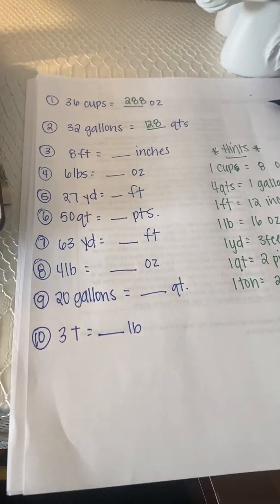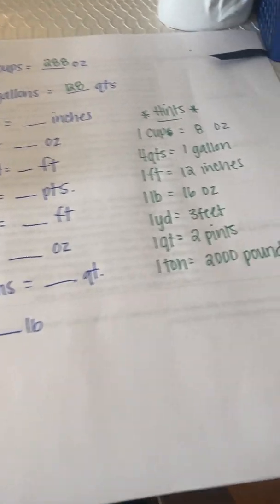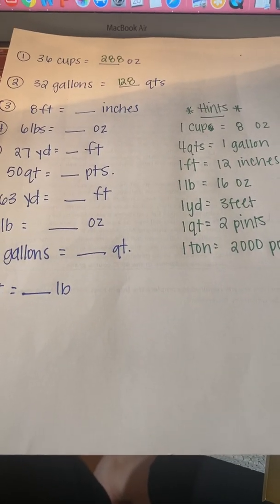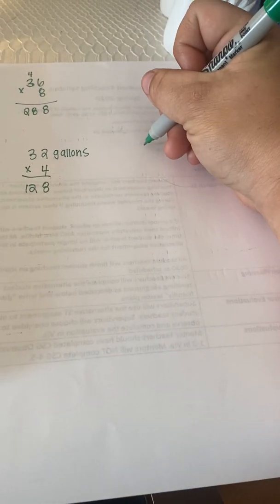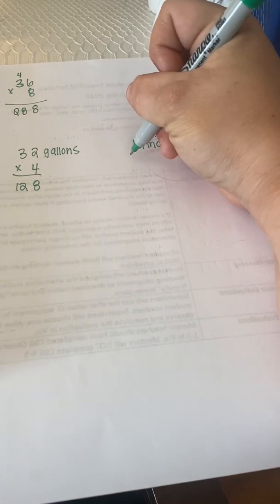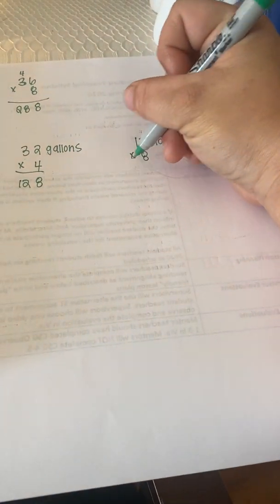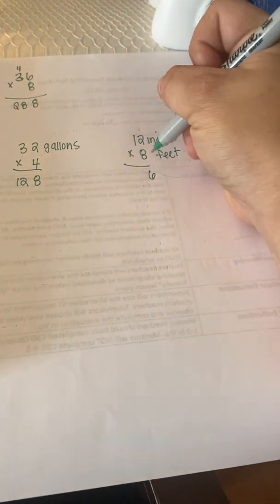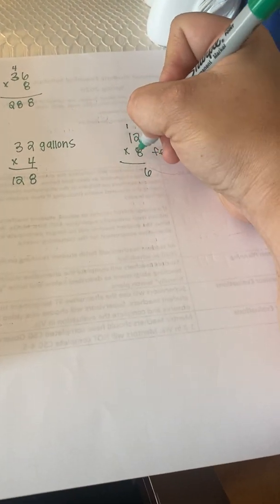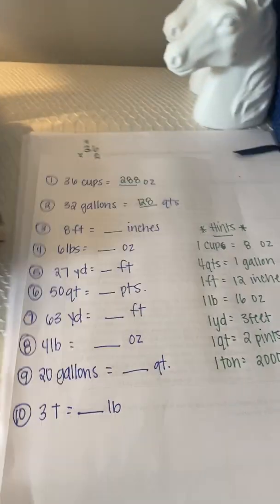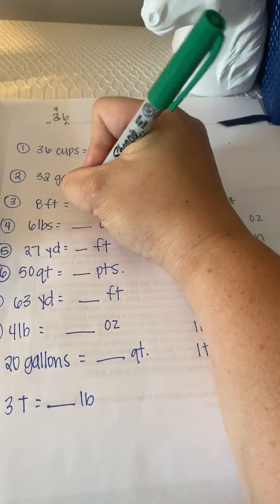All right, the next one's kind of an easy one that we would do in class. We all usually got the feet to inches pretty good. So we know that in 1 foot, there's 12 inches. We have 8 feet. So we would multiply, which would be 8 times 2 is 16. 8 times 1 is 8, plus 1 is 9. So therefore, we would have 96 inches.